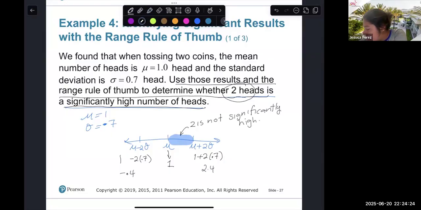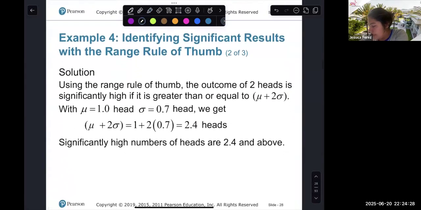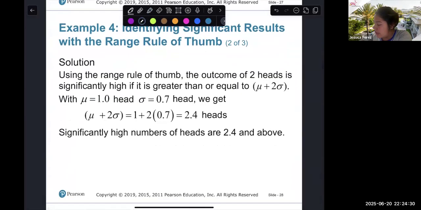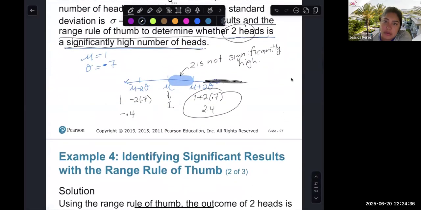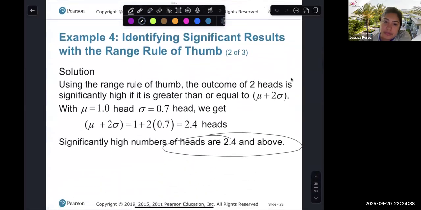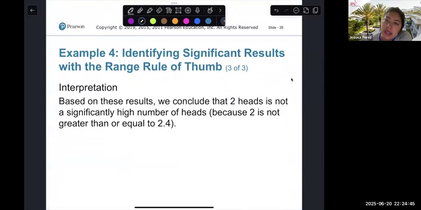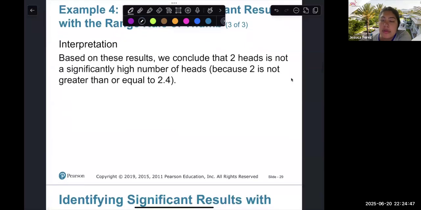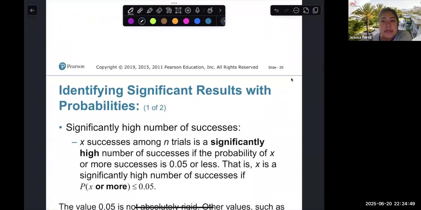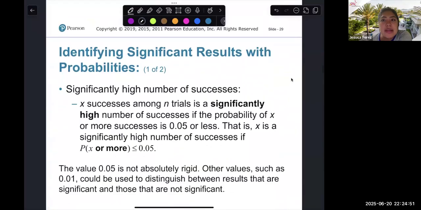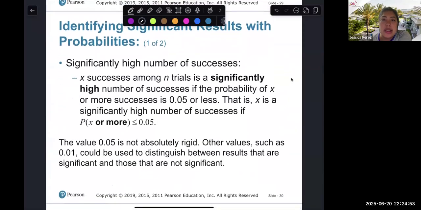Because what would make it significantly high? Anything over here, right? So significantly high would be 2.4 and above, because that's what we did over here. So that's what we found. Based on the results, we conclude that 2 heads is not significantly high because 2 is not greater than or equal to 2.4.